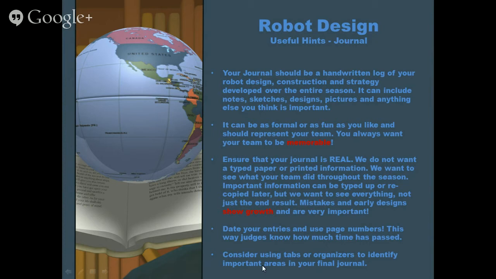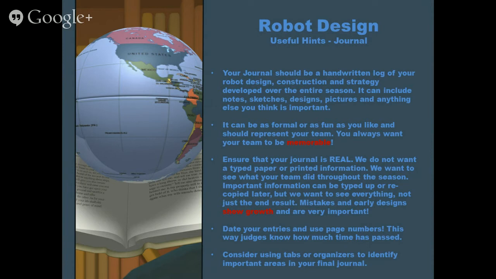And finally, when you do finalize your journal and bring it to our tournament, maybe consider using some tabs or some kind of organizers to highlight important information. If there are pictures of an early model of your robot, stick a tab on there and tell the judges about it so they can flip to it and they'll get that information.